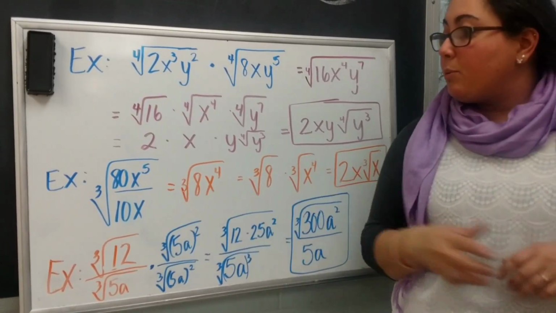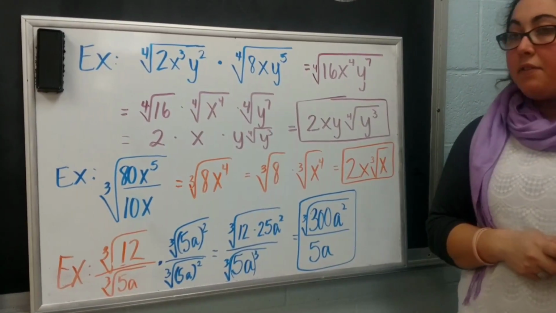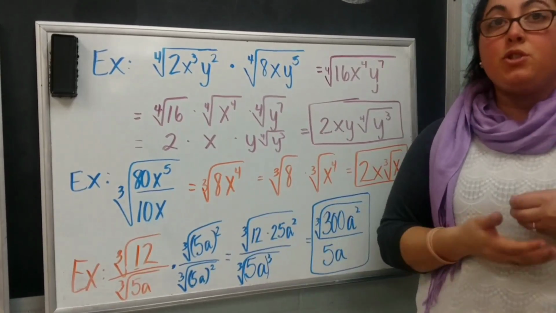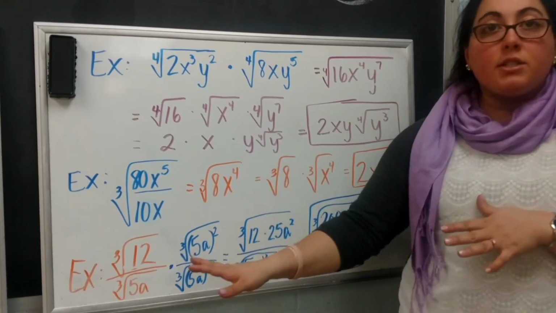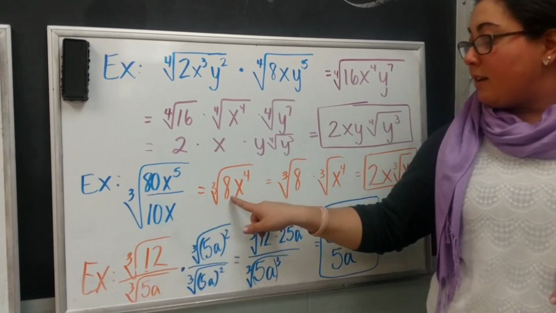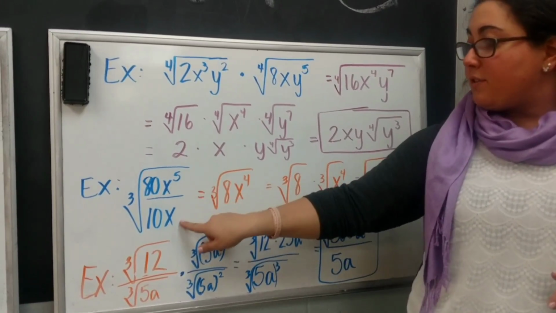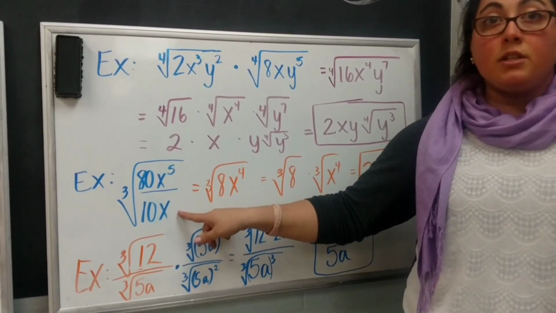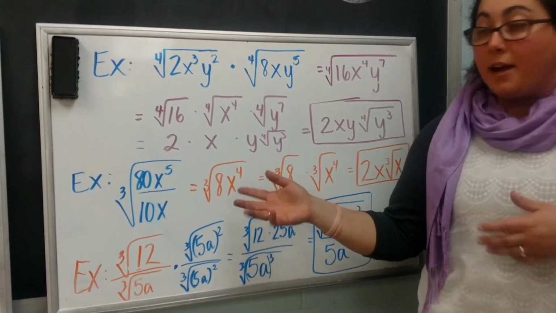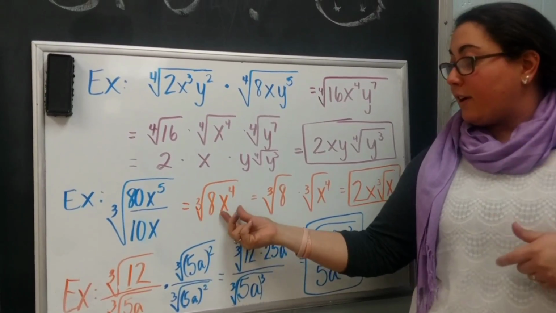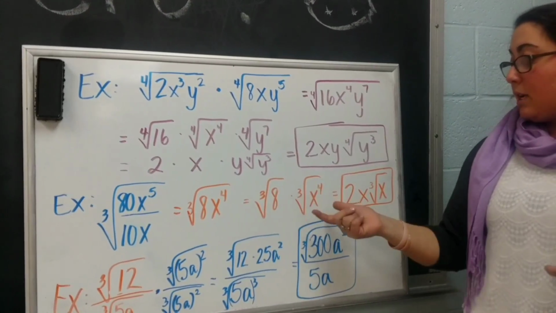For this example, we have the cube root of 80x to the 5th over 10x. The first thing you want to do is simplify as much as you can. If you can't, then we're going to discuss that next, but you always want to see, what can I simplify? So 80 divided by 10 is 8, and x to the 5th divided by x is x to the 4th. So that made it from a fraction to a non-fraction now. And we want to take these again separately. We have a constant and we have a variable. So here's my constant times my variable.